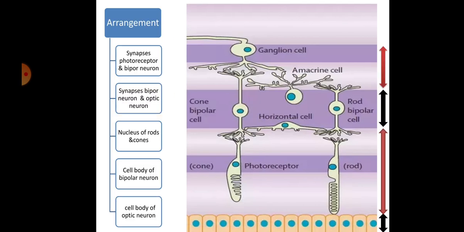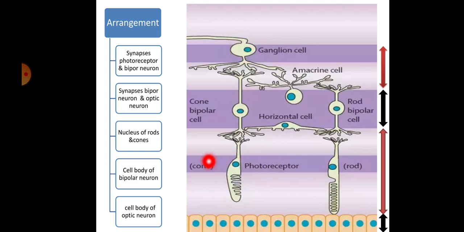The first arrangement is the synapses of the photoreceptors with the bipolar neuron. These are the bipolar neurons. They are making the synaptic connection with the photoreceptors, the rods and the cones. The second one is a synaptic connection between the bipolar neuron and the optic nerve. There is another area where the bipolar neuron makes a synaptic connection with the optic nerve.